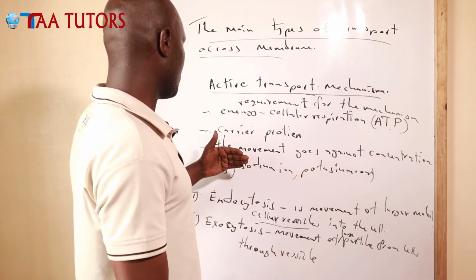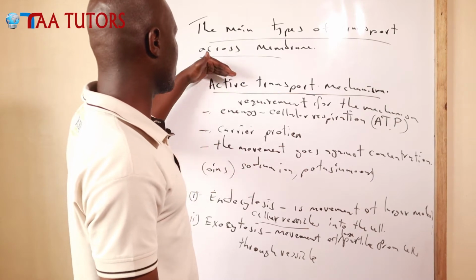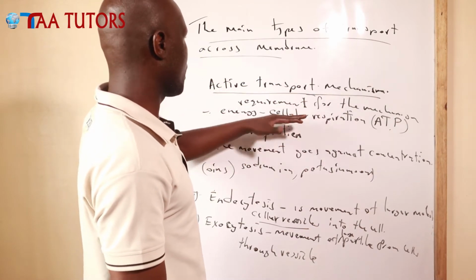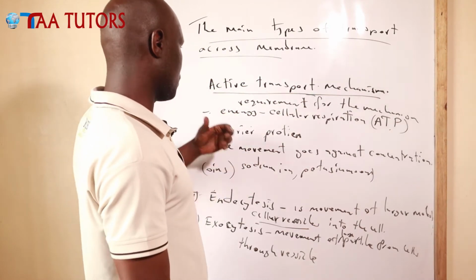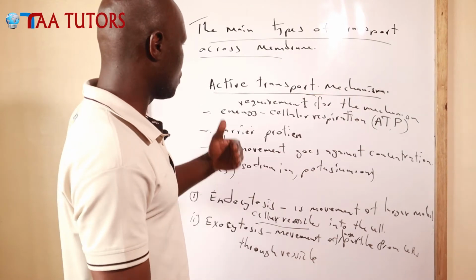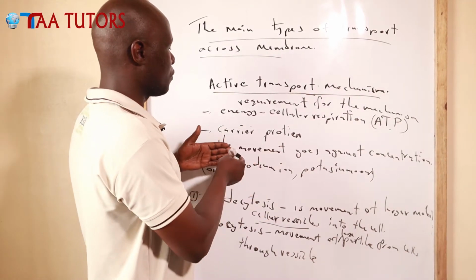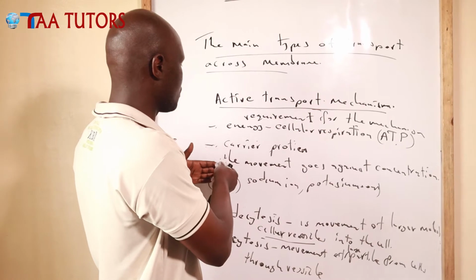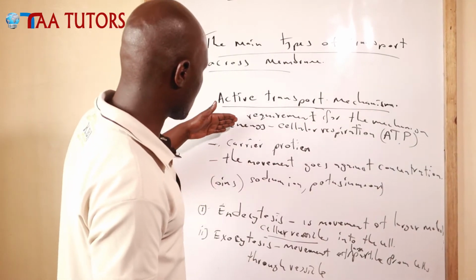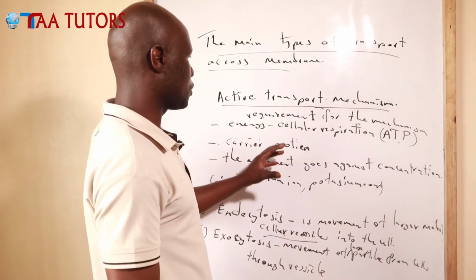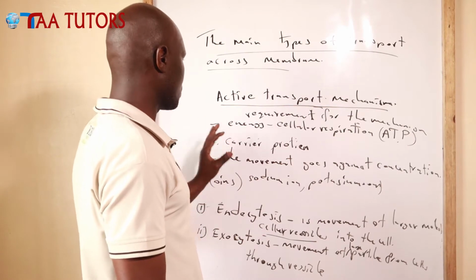So to summarize, we have talked about the passive form and the active form. For the passive, we looked at what is involved. We saw diffusion being involved. We saw processes like osmosis and facilitated diffusion, and in each we saw what we were talking about.